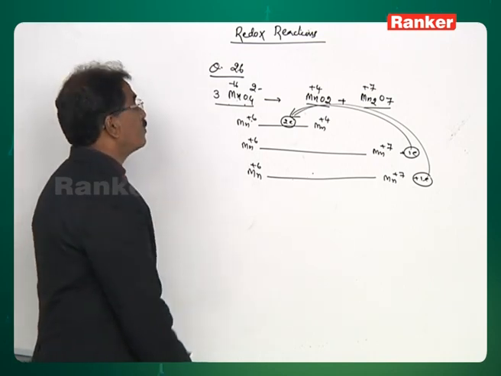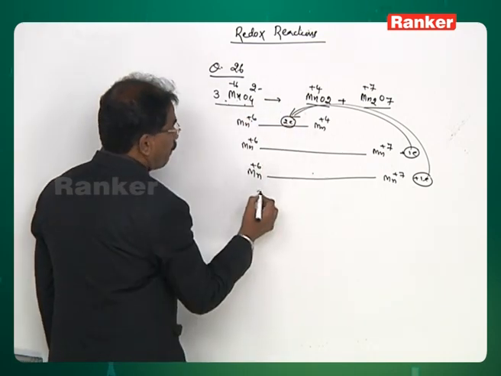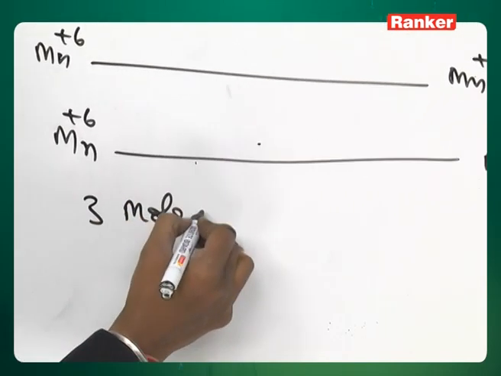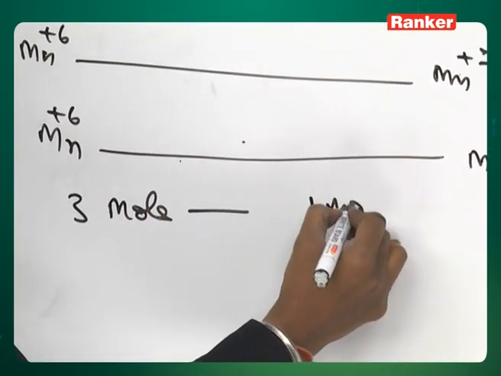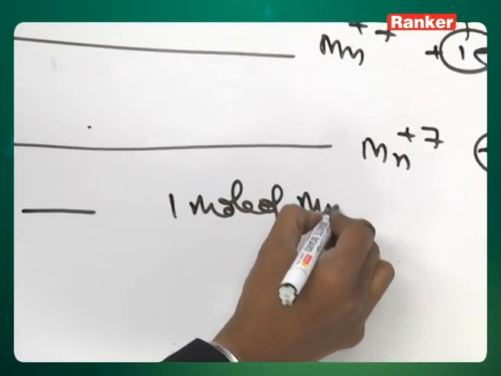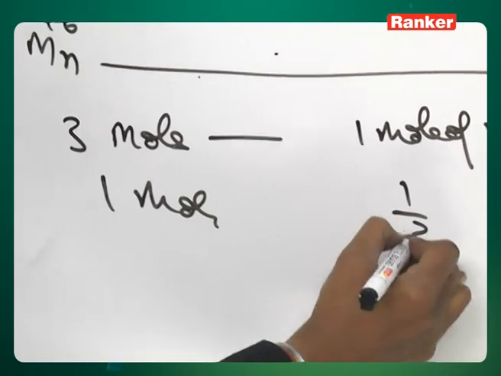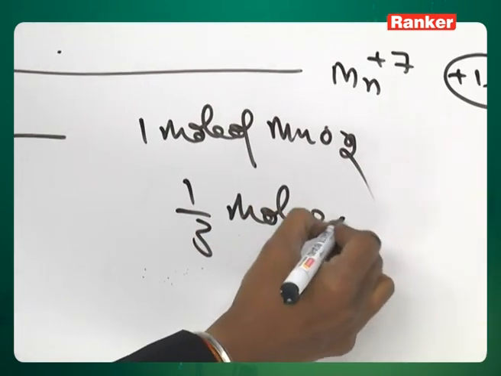Therefore, for 3 moles, it is producing 1 mole of MnO2. For 1 mole, how many moles will be produced? 1 by 3 mole of MnO2.